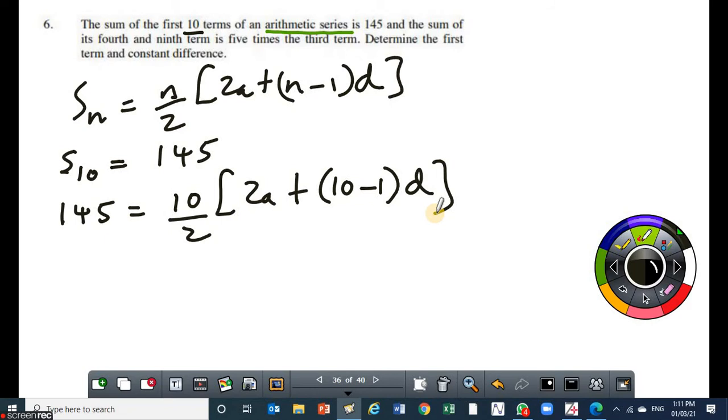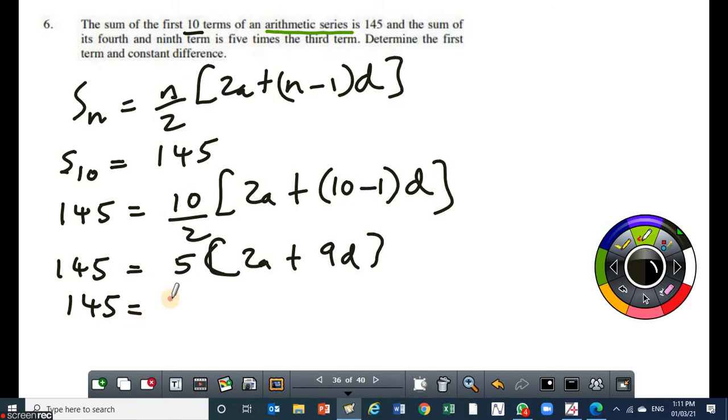Then I need to simplify this to a linear equation. It's not complicated. Divide 10 by 2, I'll get 5. And then I'll have 2a plus 9d. Then I'll write 145 equal to 10a plus 45d. So this will be my first equation. That's my first equation, in terms of a and d.